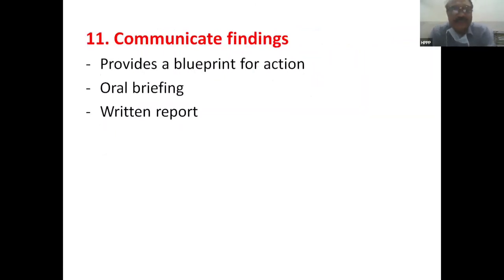About communicating the findings. These reports provide a blueprint for action, so it must be communicated. There must be a meeting and oral briefing with the whole unit, including staff nurses and even health workers. So all should be involved so that they can realize the importance of everything. Oral briefing is a must, and then there must be a written report that has to be given to the unit concerned, and it has to be kept for future help in the hospital records.